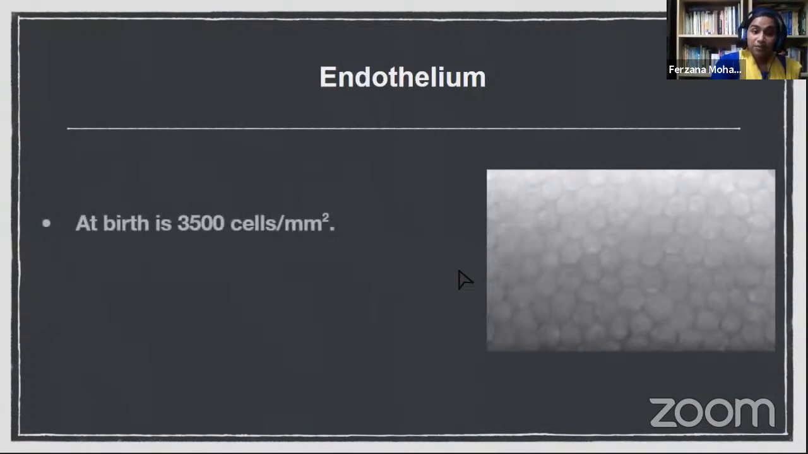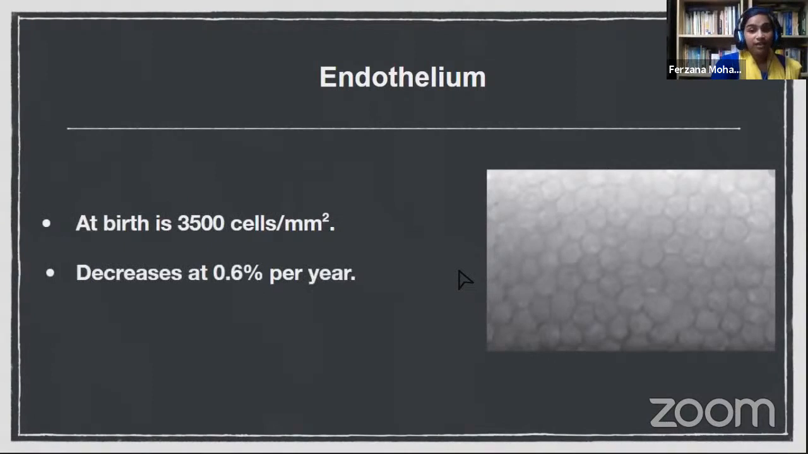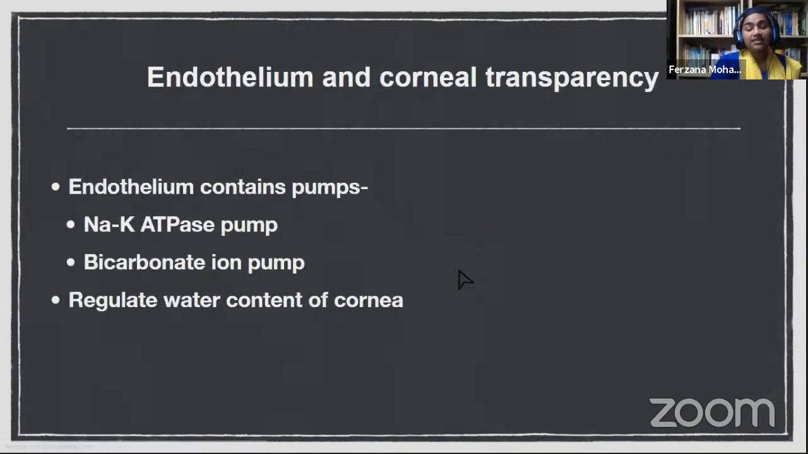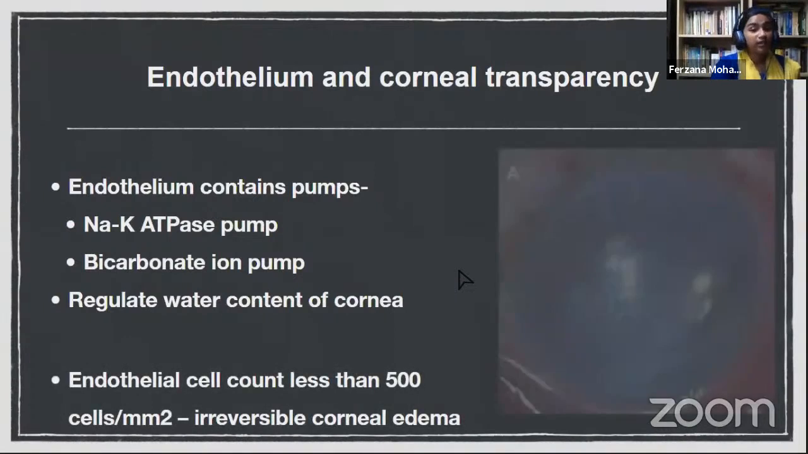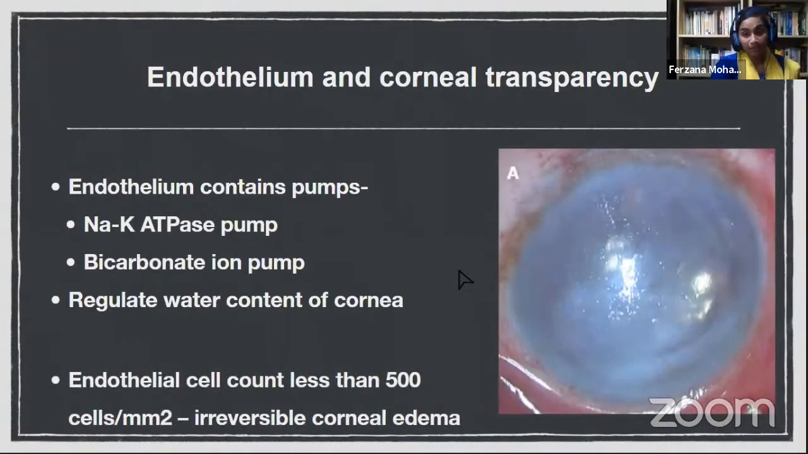The endothelium, at birth, we have about 3,500 cells. It decreases every year by 0.6%, and by adulthood, we have about 2,400 cells. And the endothelium is important in maintaining the corneal transparency because of the presence of pumps which constantly pump water and solutes out of the cornea and maintain the state of relative dehydration. So if your endothelial cell count falls below 500, you will get irreversible corneal edema.